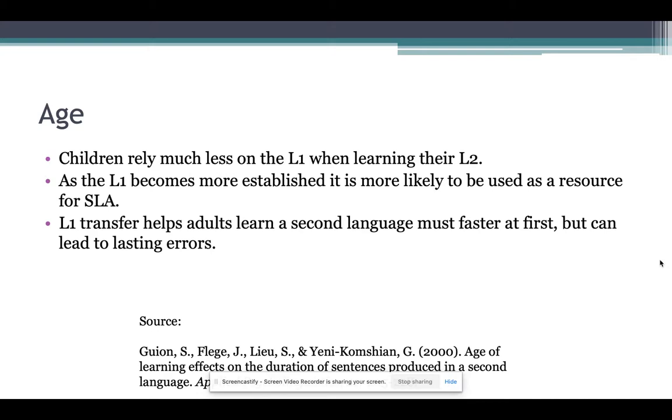But this is also why the adults have these long-lasting errors. So they're transferring more, they're benefiting more, and they're also hurt more in the long run from those transfer errors.